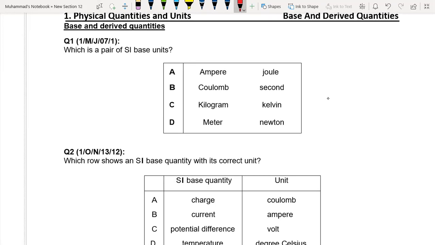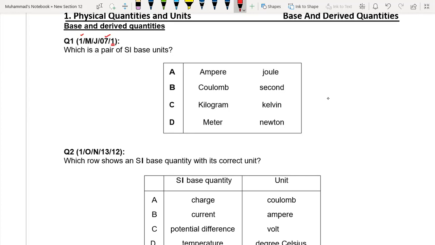So question one. This is the coding of questions. This is the question number, this is the year in which this question appeared, May/June is the session, and this is the variant of the paper. So you can track this question if you find any difficulty.